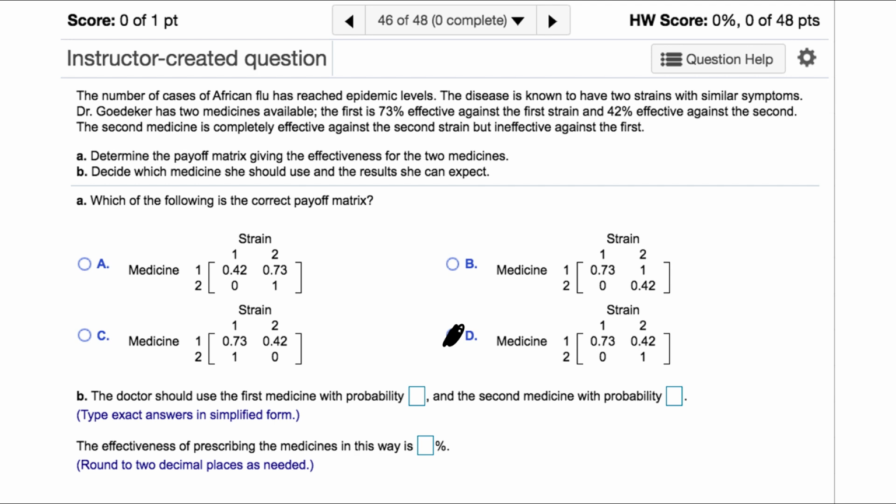Once we figure that out, it's the exact same process as before. We're going to set up our expected values. We're going to find our optimal strategies. Exact same thing as before. The only difference in this problem is it doesn't ask you for the optimal strategy for the strain of the flu. It only asks you for the optimal strategies for the doctor, which is the row player. But that's okay. You don't have to be asked to do both parts. The last part, the effectiveness in prescribing the medicines in this way, that's the value of the game.